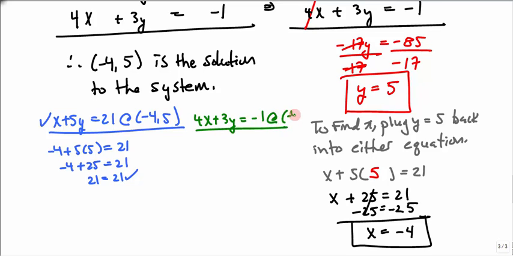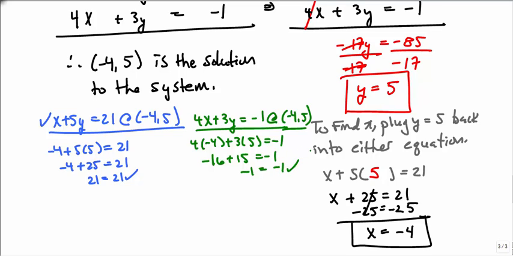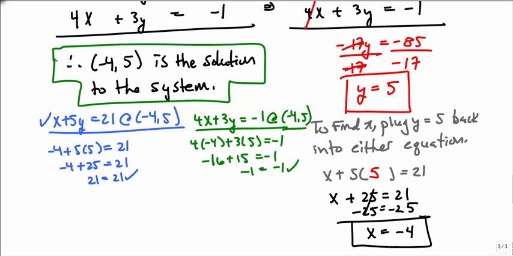And we're checking this at negative 4, 5. So I have 4 times negative 4 plus 3 times 5 equals negative 1. Negative 16 plus 15. Negative 1 equals negative 1. So this checks. So I'm confident that this is my correct solution. So that's how you solve systems of equations.